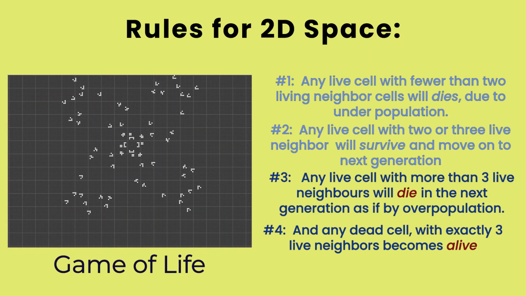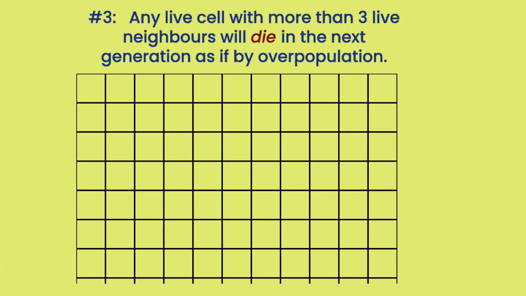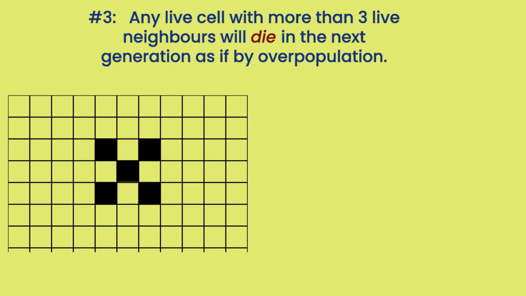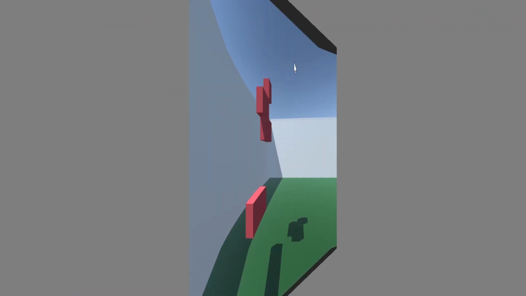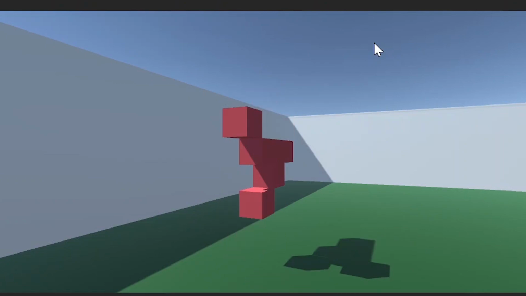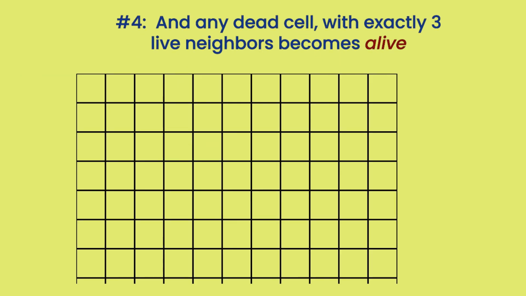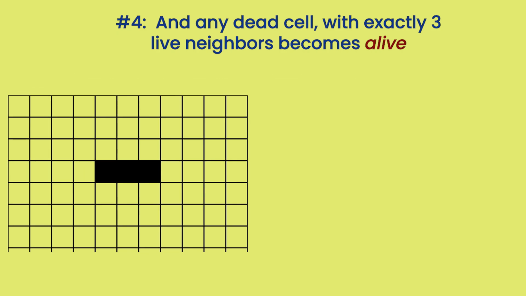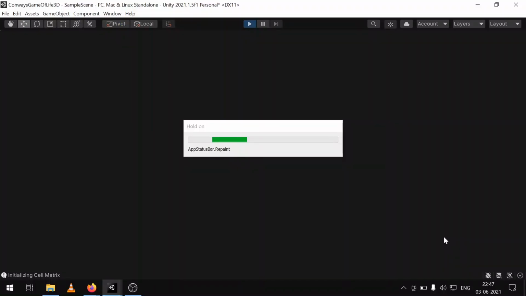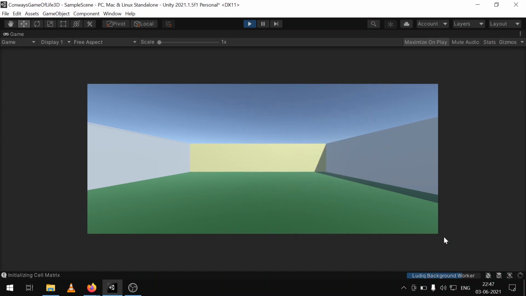This brings us to rule number 3. Any live cell with more than 3 live neighbors will die in the next generation as if by overpopulation. So the cells which get overcrowded in our simulation will simply disappear. Last and final rule. Any dead cell with exactly 3 live neighbors becomes alive. This looks so cool already. For example, here you can see cells popping out of thin air.